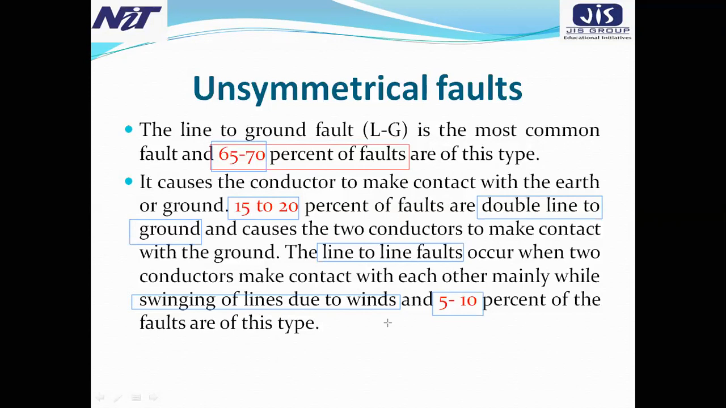So these are the percentages of faults occurring in our power system. 65 to 70% are line to ground faults, 15 to 20% are double line to ground faults, and line to line faults, which occur when two conductors contact, are 5 to 10%. And the reason is wind. This is the main reason, the wind.